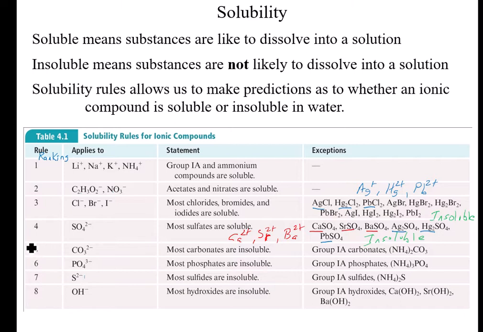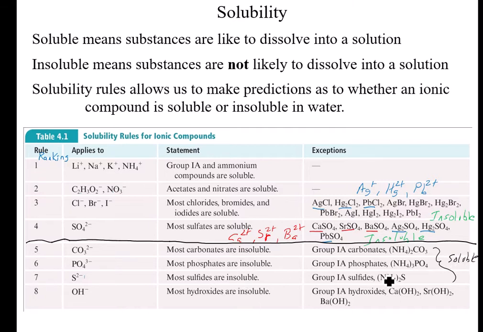Now I'm going to draw a line across this table. Let's see how well I can draw this line. Not very well, but you'll get the idea. Why am I drawing this line? Because up here, these all read are soluble, are soluble, are soluble, are soluble. When I get below this line, so rule 5 through 8, they are insoluble, are insoluble, are insoluble, are insoluble. So that means that my exceptions over here are soluble. So whatever this statement reads, the exception is the opposite.